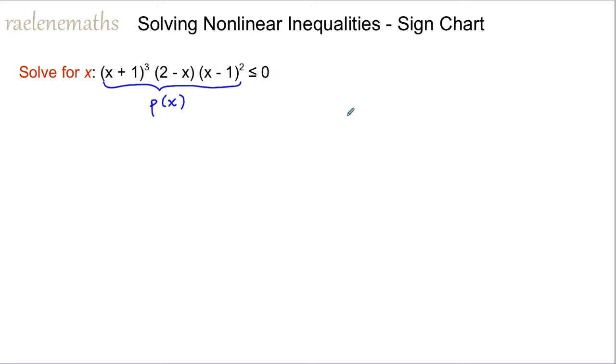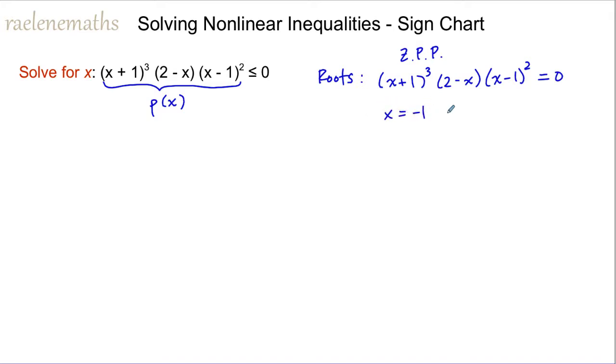So the first thing we want to do is to get the roots or the zeros of the polynomial, and we do that by using the zero product property. We set the entire polynomial or function equal to 0 and find the values of x that make the function equal to 0 in height. So we get either x is equal to -1, or x is equal to 2, or x is equal to +1.